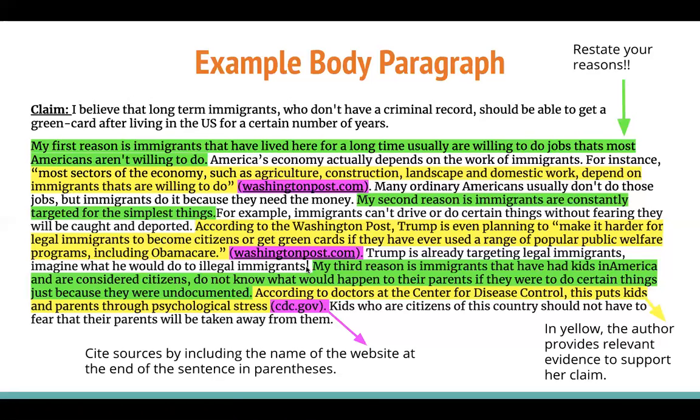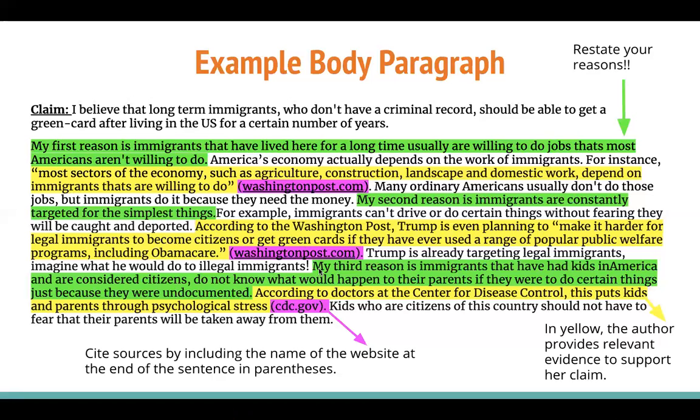Let's just pause there. The author has again restated her reason, and she makes it clear what her second reason is by beginning her sentence with that transition, my second reason is. So in green, she restates her second reason. Again, she cites evidence in yellow to support her reason. And third, she cites the source by including the name of the website at the end of the sentence in parentheses.